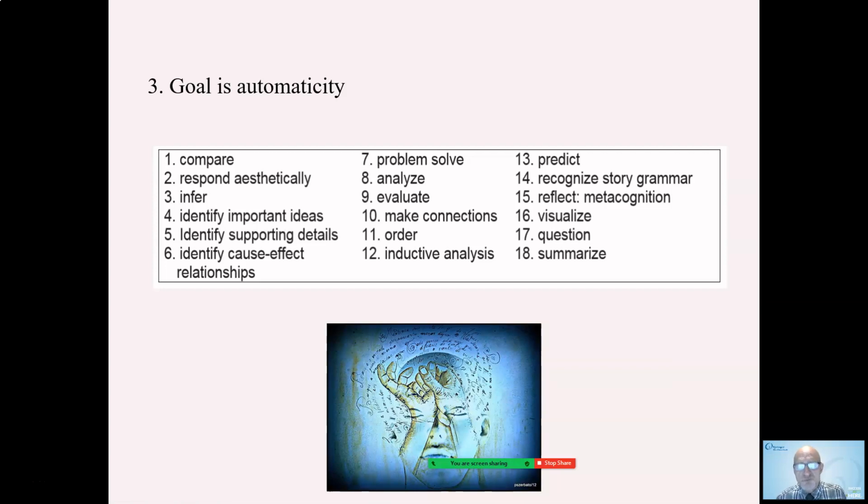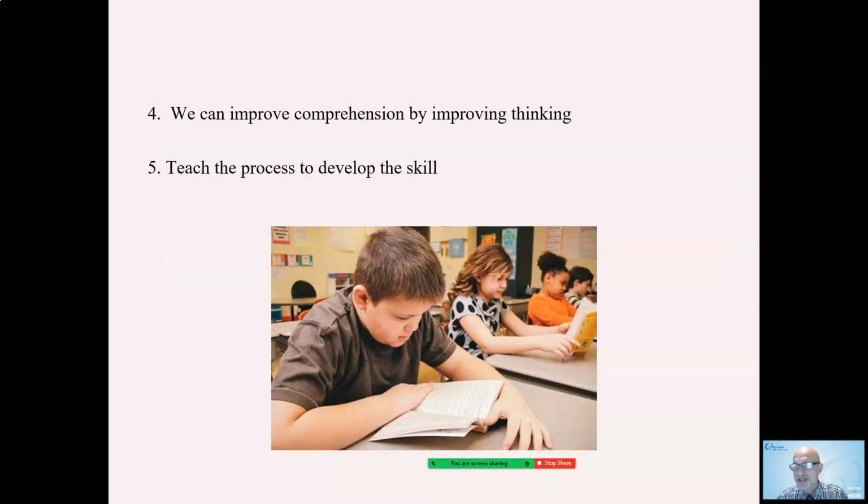So as we are reading, we infer automatically. We think about supporting details, cause-effect relationships. We predict, we recognize story grammar. We reflect metacognition. So we teach these explicitly. We make it very specific, very concrete, with the idea that they will internalize these cognitive processes and they'll do it automatically. And I'll show you what I mean.